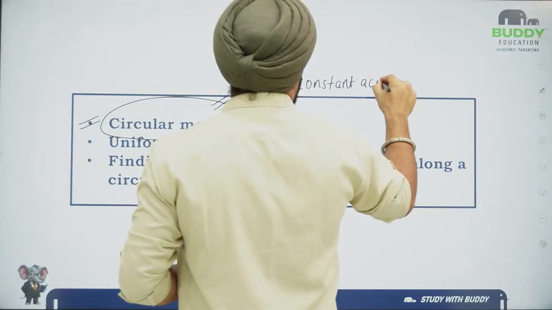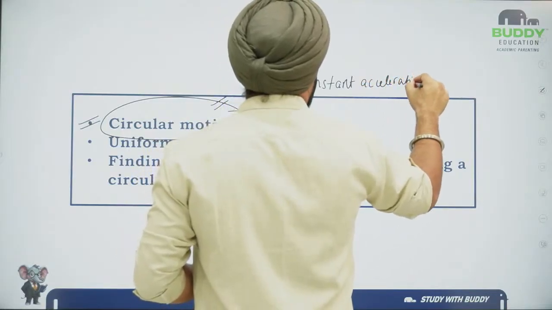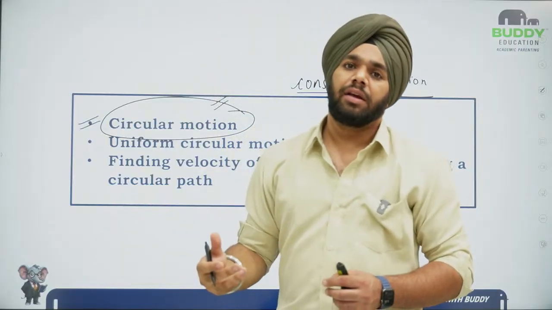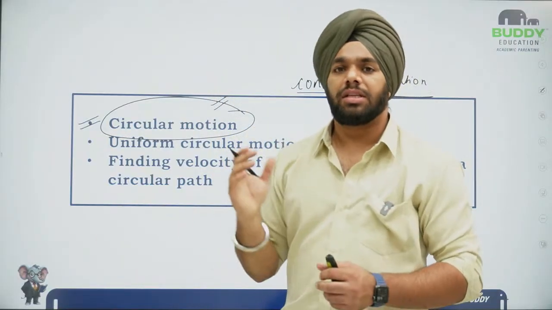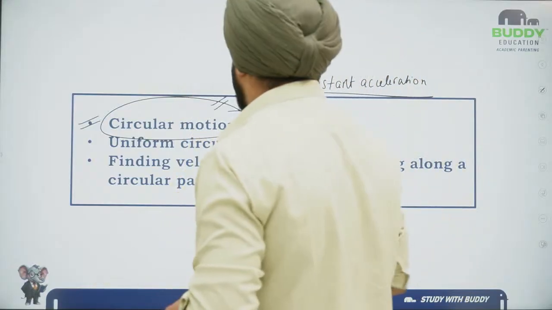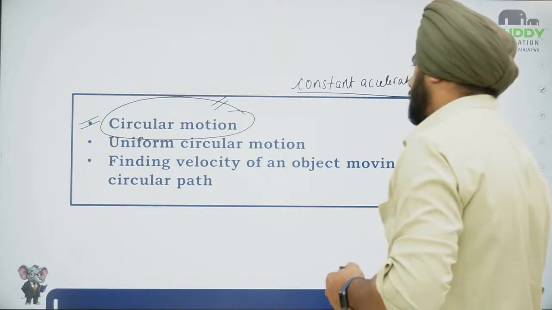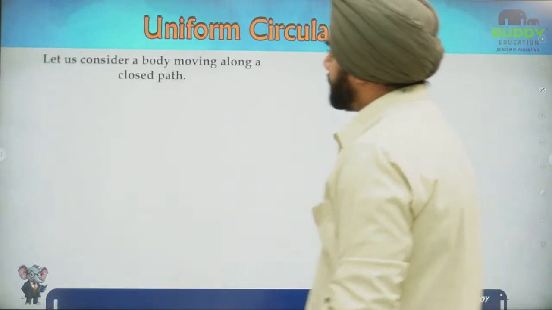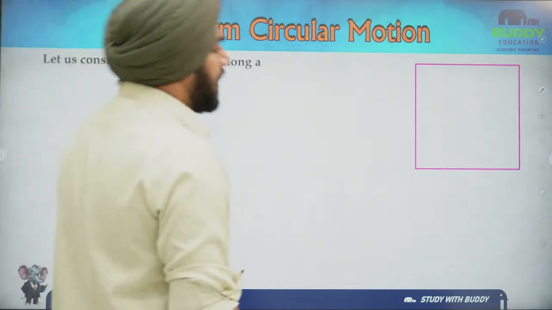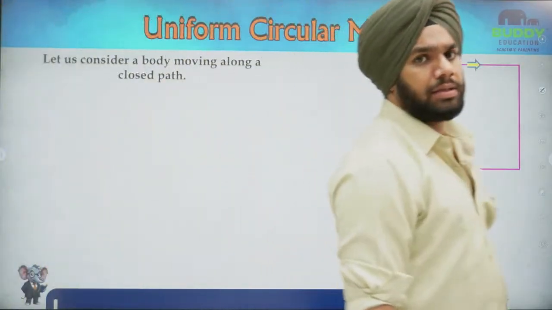So what is constant acceleration, and what type of force is required to keep the particle in a circular path? These are the topics that we're going to discuss. Okay, so let's start with uniform circular motion. Suppose we consider a closed path. Let's start with the closed path.